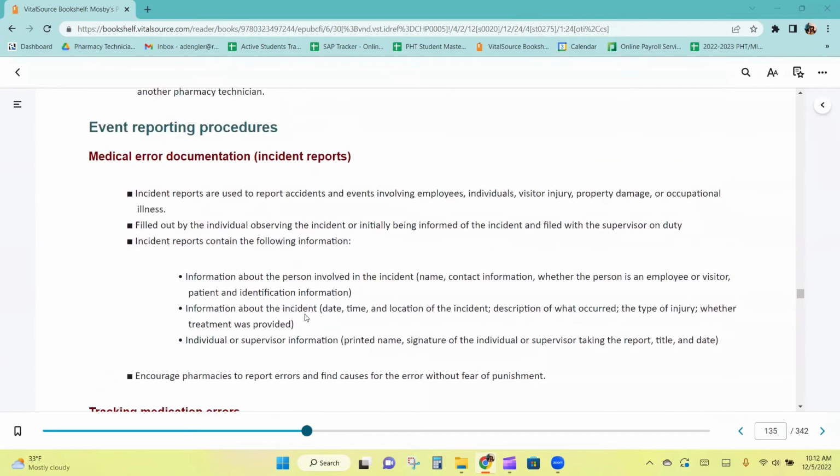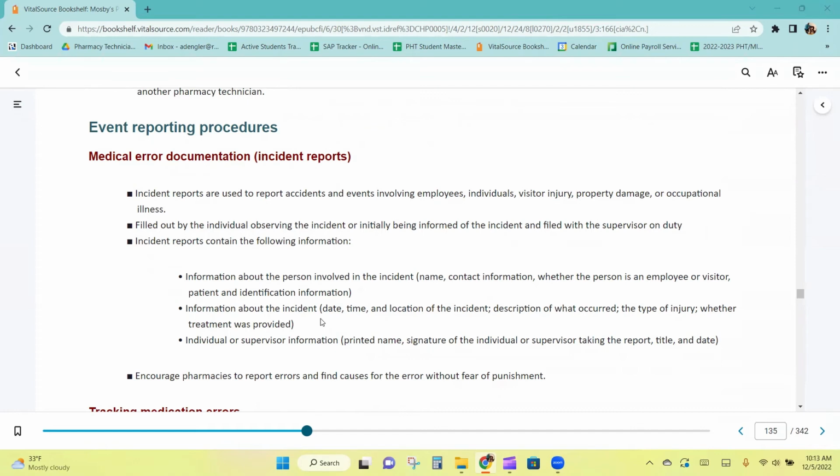So reporting procedures, medical error documentation, incident reports. So incident reports are used to report accidents and events involving employees, individuals, visitor injury, property damage, or occupational illness. It should be filled out by the individual observing the incident or initially being informed of the incident and filed with the supervisor on duty.